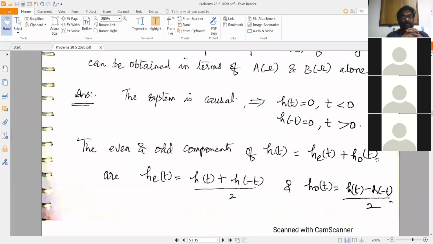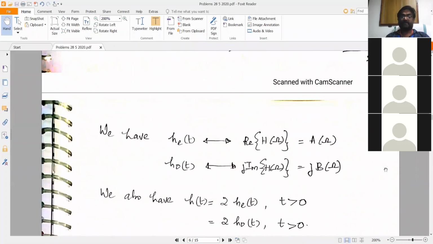So every function can be split into an even component plus an odd component, where the even component h_e(t) can be written as [h(t) + h(-t)]/2. You can very easily verify that this is even. You put t equal to -t, so this becomes [h(-t) + h(t)]/2, which is the even component of h(t). And likewise, you can write the odd component as [h(t) - h(-t)]/2. That's also easily verified.